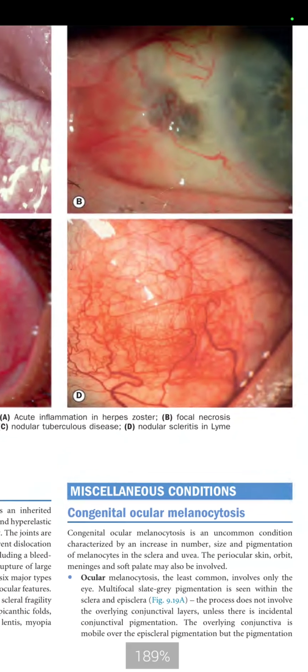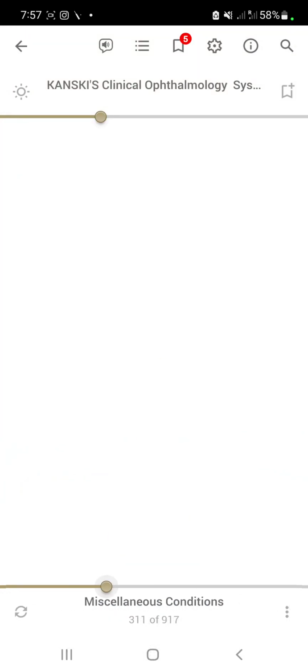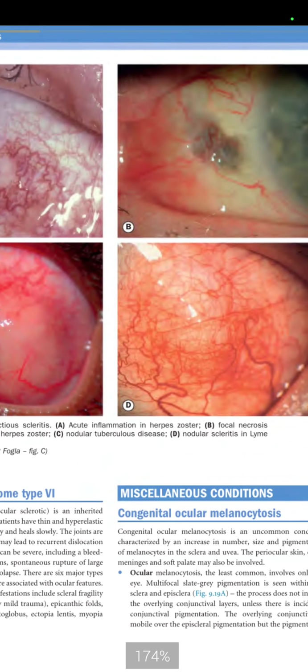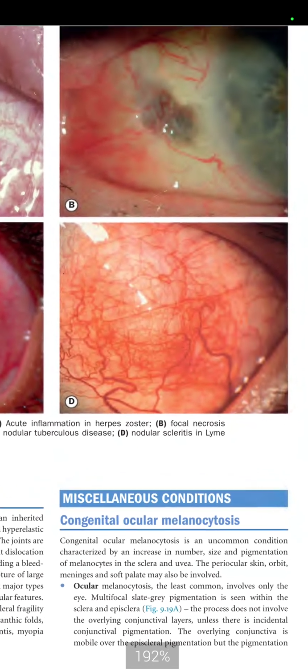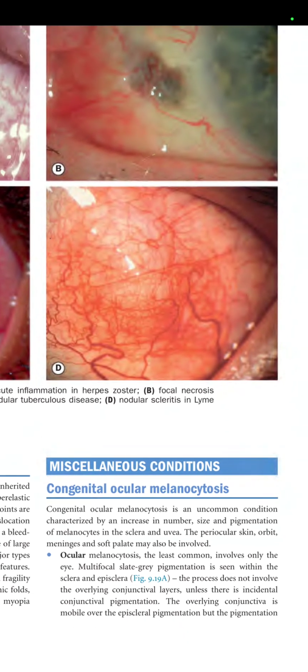Miscellaneous condition: congenital ocular melanocytosis. So basically it is a type where the sclera is blackish in color, and there is an increase in pigmentation of the sclera. Congenital ocular melanocytosis is an uncommon condition characterized by an increase in the number, size, and pigmentation of melanocytes in the sclera and uvea. So everything is increasing: number, size, and pigmentation, in sclera and uvea.